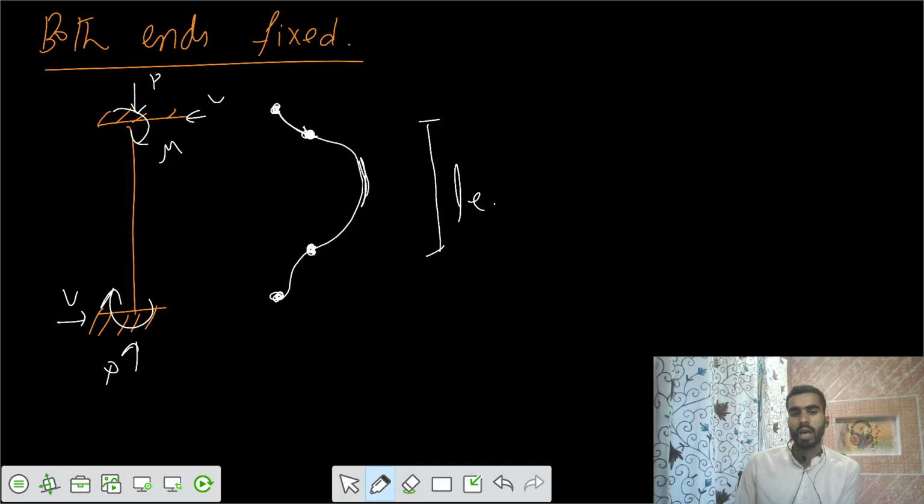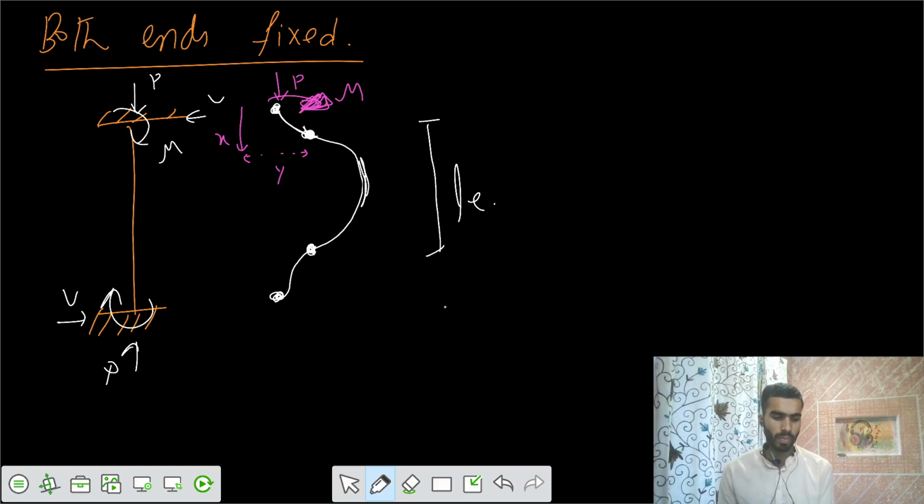We can have a general equation for a particular location x. For a particular location x, we want to find the deflection at that location, delta y. So let's apply the load P. There is some moment developed, M, at both ends.